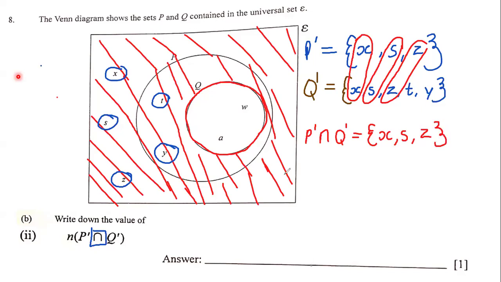So back to our question, we want to figure out the number of elements in P complement intersect Q complement. So let's go ahead and count. This is 1, this is 2, this is 3. So the answer will be 3. The number of elements in P complement intersect Q complement is definitely 3. All right, class.